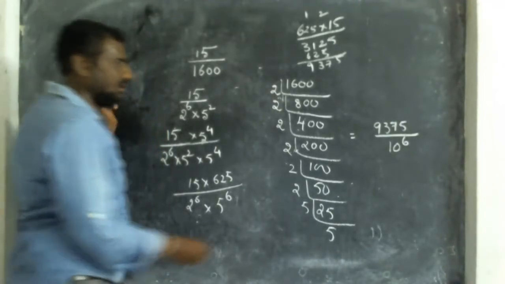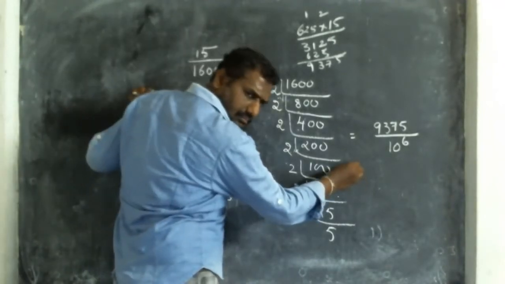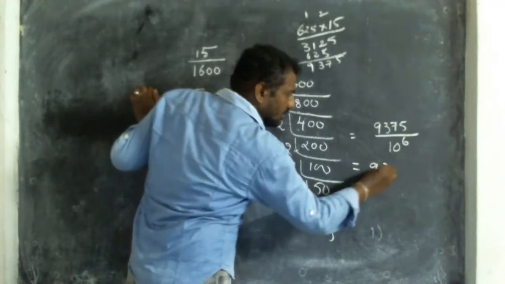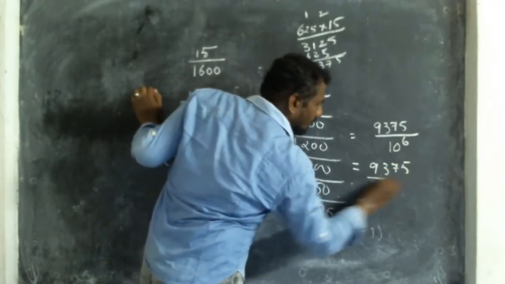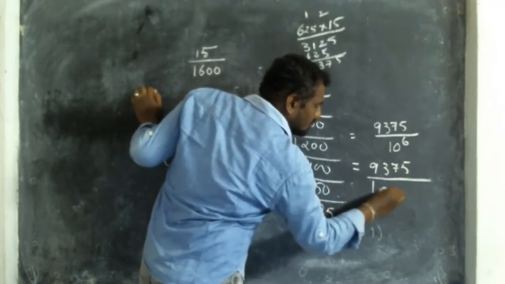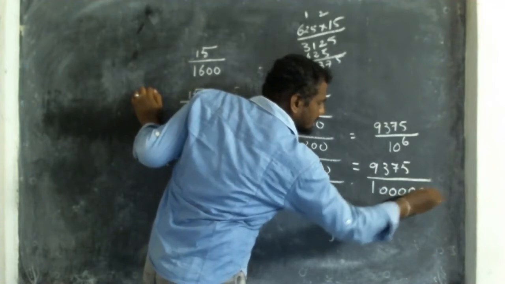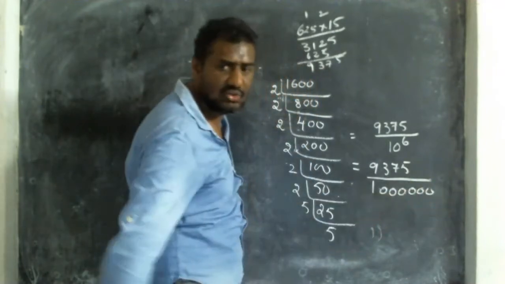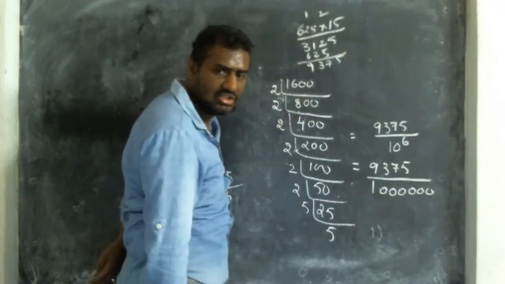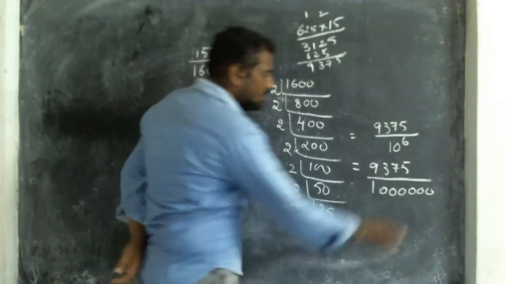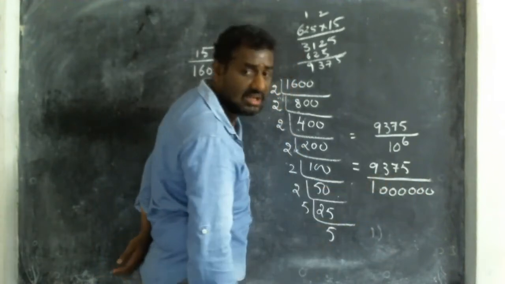10 power 6, children. Now we'll write 9375 by 1 followed by 6 zeros. 1, 2, 3, 4, 5, 6. Power 6, now we have to write 6 zeros. After writing the 6 zeros, count. 6 zeros are there. On top we should have 6 numbers.